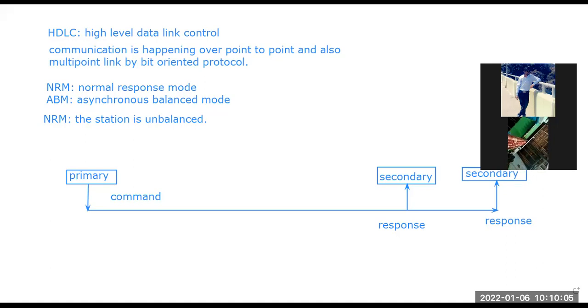Now the next part that we are going to talk about today is ABM. So in NRM, the normal response mode, the primary sends some command, and the response goes back to it.